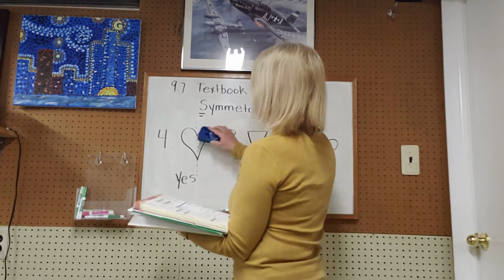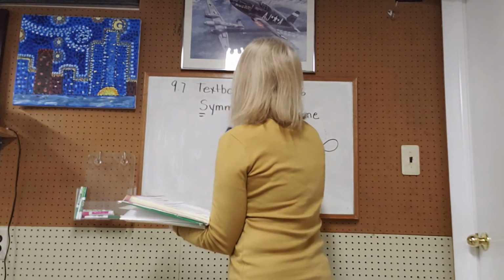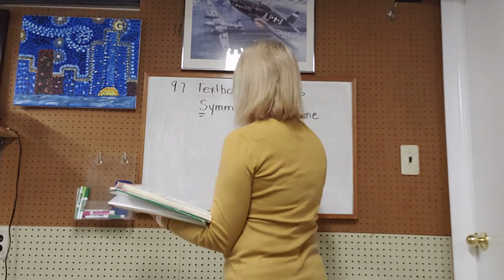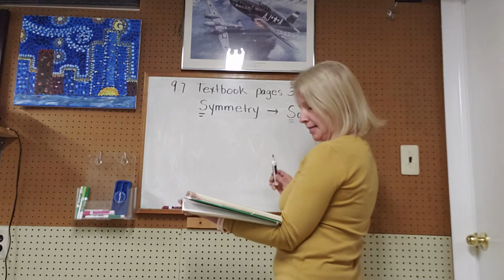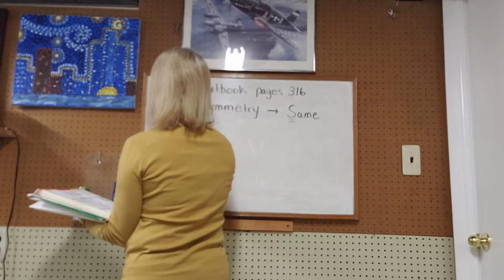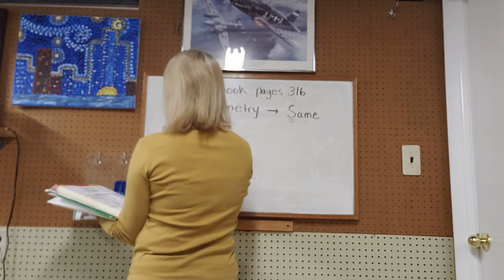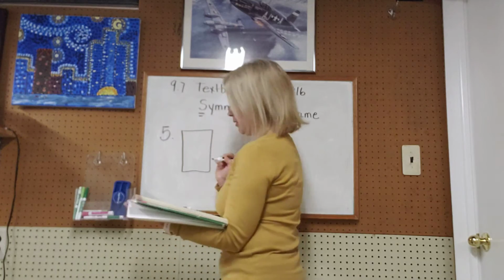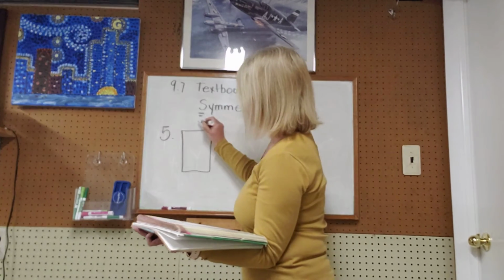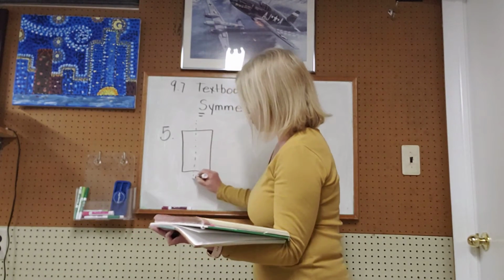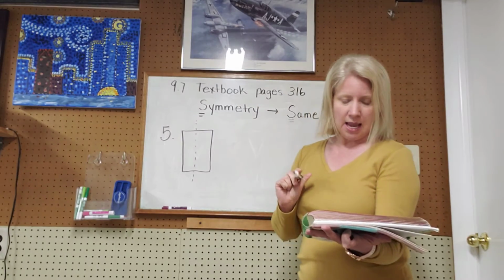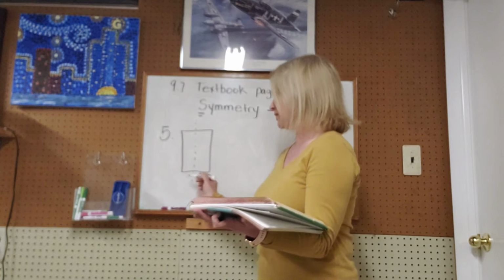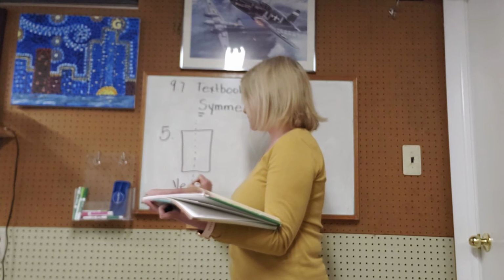Okay, let's look at 5, 6, 7, and 8. Let's see if that line of symmetry makes it the same for number 5. They have dotted paper, and I don't have that, so I'll just make one really quickly. And it had the line of symmetry going down the middle like this. And I would say, yes, it looks the same on both sides. Number 5, yes.